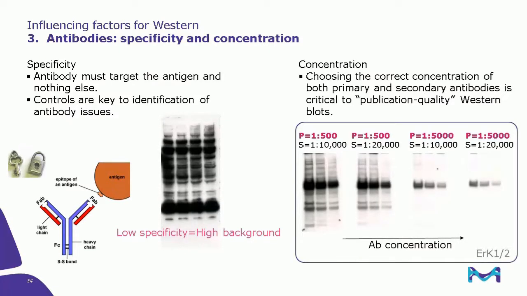Another important aspect of antibodies is to identify the combined optimal working concentrations for both primary and secondary antibodies, as shown here. It is clear that while too much antibody can cause background, the optimal working concentration needs to be determined empirically by factoring in not only the primary antibody concentration, but the secondary antibody concentration as well.